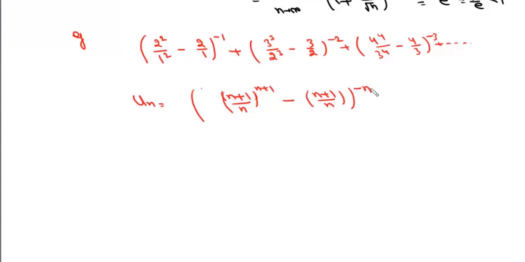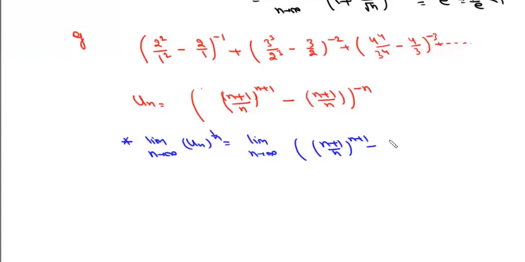Now in this case, this power is minus n. So for this also, we'll use Cauchy's nth root test. So we'll write this limit n tends to infinite un to the power 1 by n, and it will be this limit n tends to infinite. Now we take this power 1 by n, so this n and n will cancel, so we'll get this as n plus 1 upon n to the power n plus 1 minus n plus 1 upon n whole to the power minus 1.